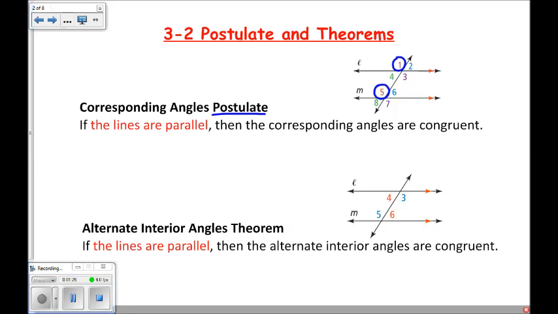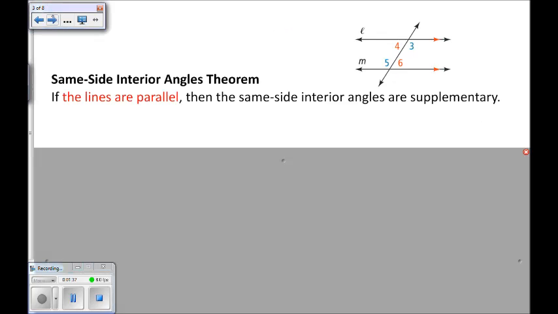The next one, the alternate interior angles theorem. If the lines are parallel, then the alternate interior angles are congruent. Make sure both of these are in your notes. They're really important. The next one, the same side interior angles theorem.